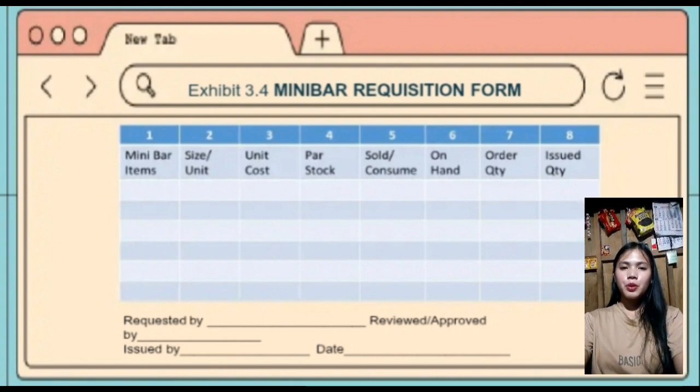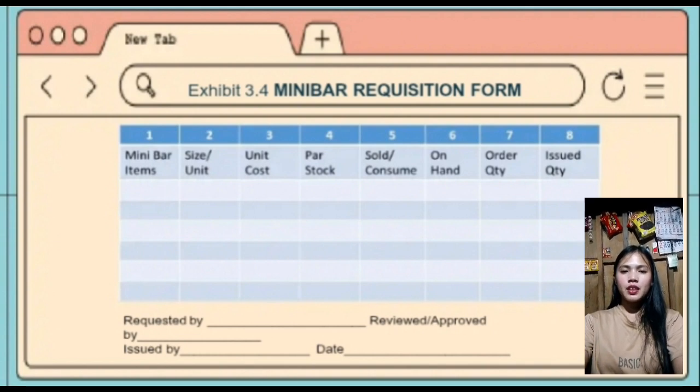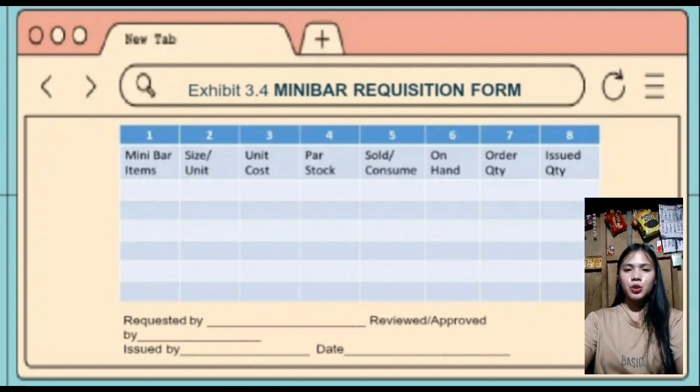So the accomplished requisition form shall be reviewed, then signed by the supervisor. Then it is sent to the stock in charge for the issuance. The stock custodian shall issue the requested stocks and then indicate the quantity issued in column 8, then shall sign under issued by, and the receiving minibar runner shall counter-check the quantity and condition of issued stock, then sign under the received by.